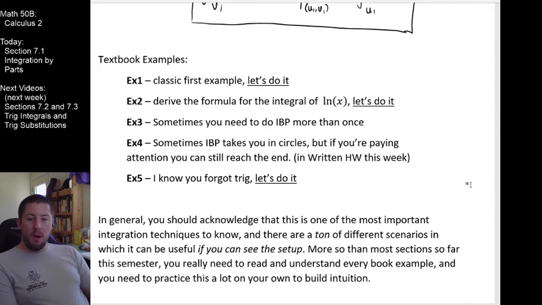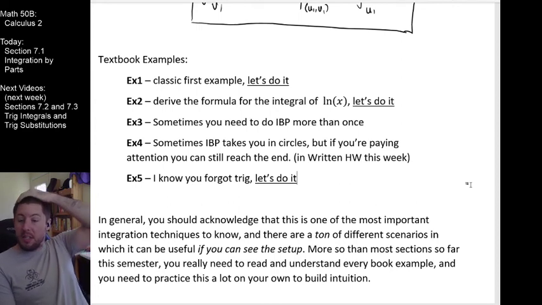Example 3 and example 4 in the book are incredibly important. I'm not going to do them right now. You're going to read them. You're going to see why they did what they did. I'm going to ask you on the written homework to imitate some of the things that you see in the book's example 3 and example 4. But basically they're saying sometimes you've got to do integration by parts repeatedly to end up getting to a final result where you can actually manage to finish all the integration.